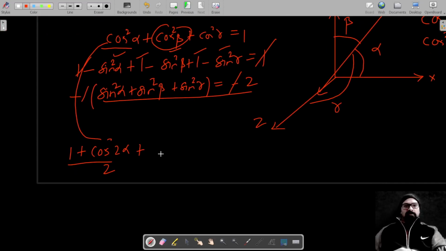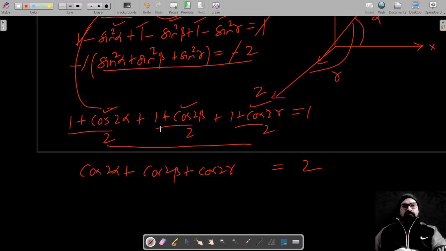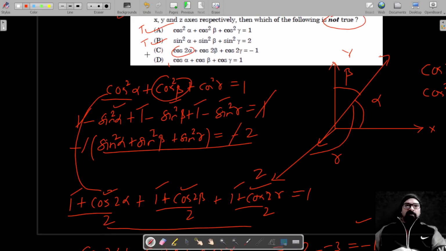And this also gets changed to (1 plus cos 2 beta) by 2 plus (1 plus cos 2 gamma) by 2, that's equal to 1. Now taking the LCM 2 and taking it to the right hand side, it's 2. So we are left with cos 2 alpha plus cos 2 beta plus cos 2 gamma, and 1 plus 1 plus 1 is 3, so 2 minus 3 is negative 1. So this statement is equal to negative 1, which is also true.